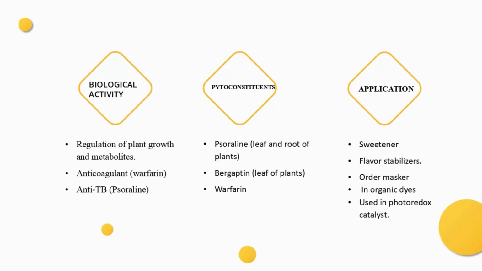There are different phytoconstituents which are present in different sources. Other phytoconstituents are psoralen, which is found in the leaf and root of plants, and bergapten, which is found in the leaf of plants. Other applications: it is also used as an excipient, as a sweetener, flavor stabilizer, and odor masker, and is used in organic dyes. It is also used as a photoredox catalyst.